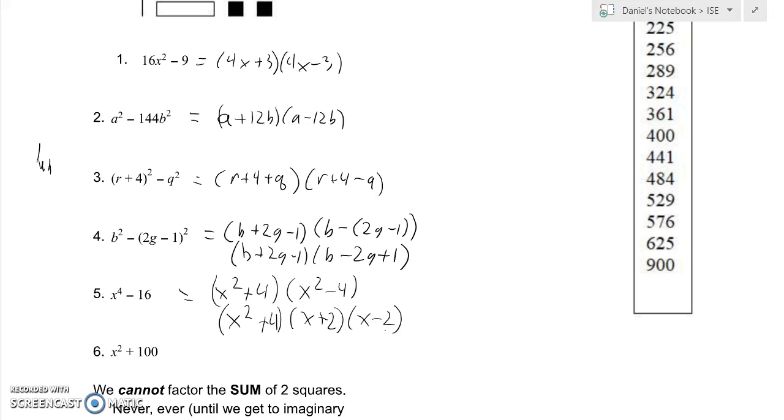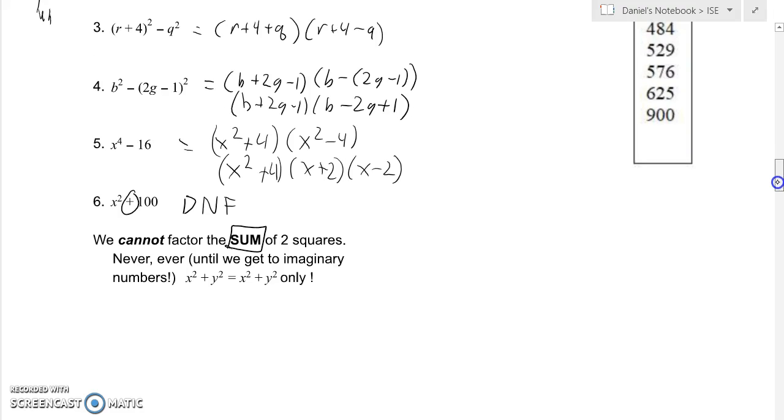x squared plus 100 does not factor. The plus is not a minus. We cannot factor the sum of two squares. And that is page 2. I'll see you on page 3.